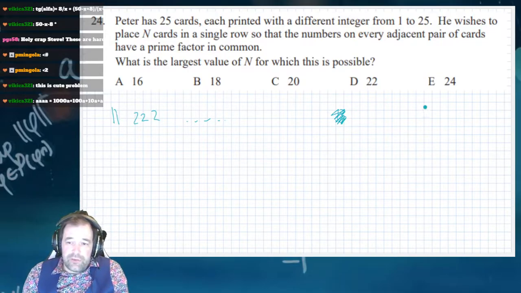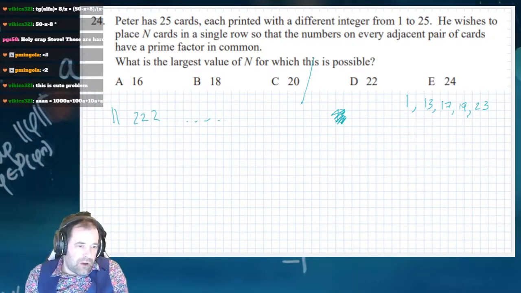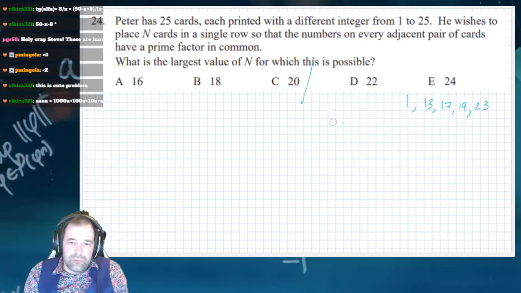And you can't have 13 anywhere. So, because it has a prime factor in common. And you can't have 1 either. So we can't have 1 because 1 doesn't have any prime factors. You can't have 13. You can't have 17. You can't have 19. You can't have 23. 1, 2, 3, 4, 5. So already the most I can do, I think, is 20. So what we're going to try and do is do 20 to see if we get to a point where it's possible. I think I've already eliminated that one and that one.